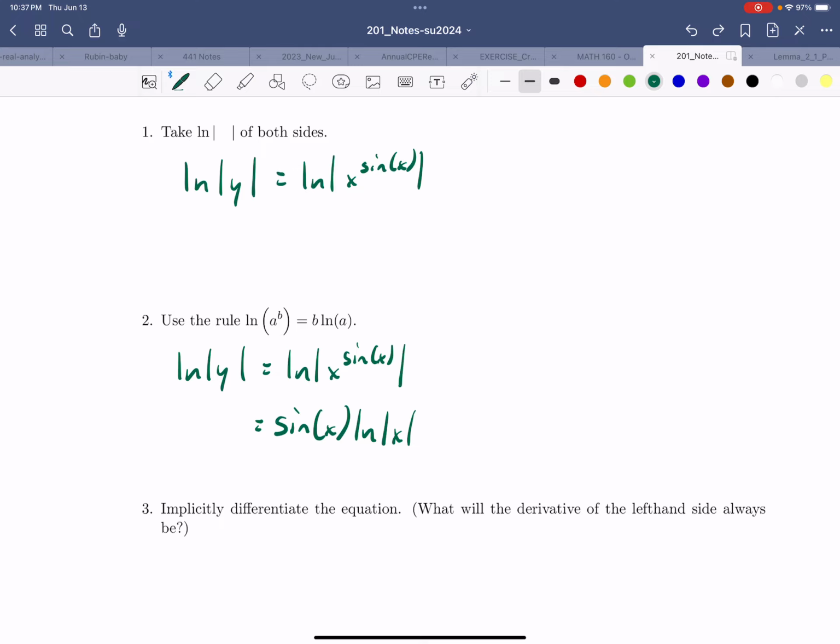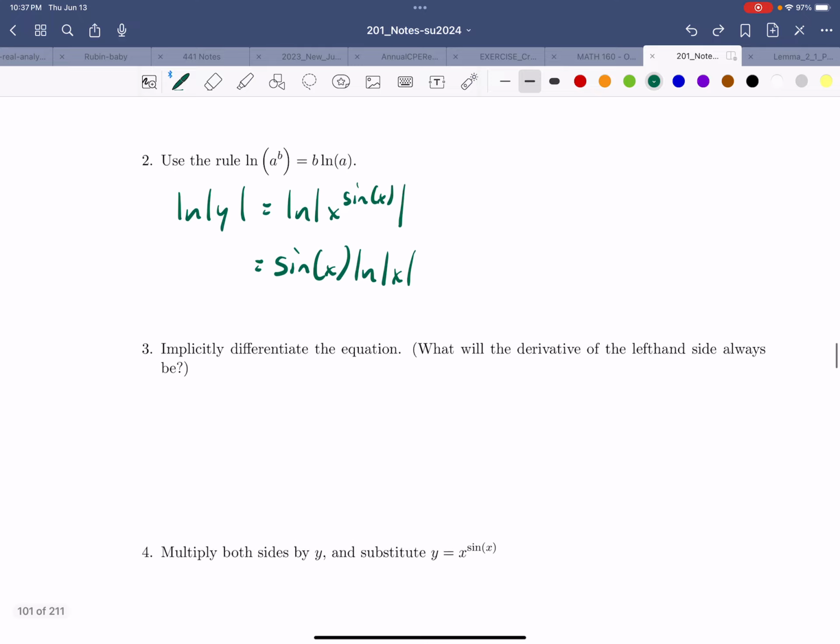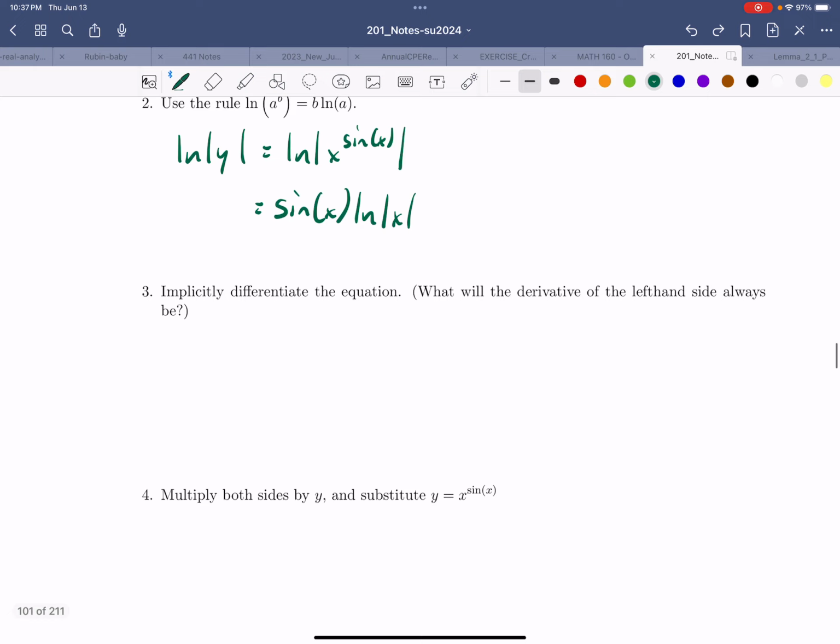And now at this point, we use our calculus, implicitly differentiate. Now let's think, what's the derivative of the left side of the equation? Well, it's always going to be, if you have ln of y, 1 over y times the derivative of y, which is dy over dx. Oh, look, that's the thing we're solving for. Well, that worked out nicely.